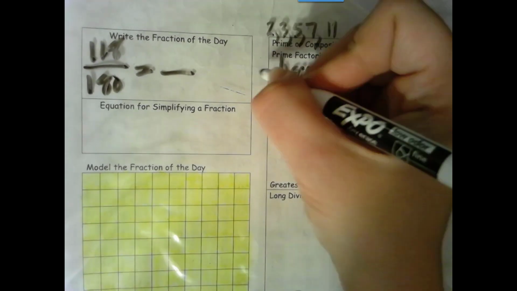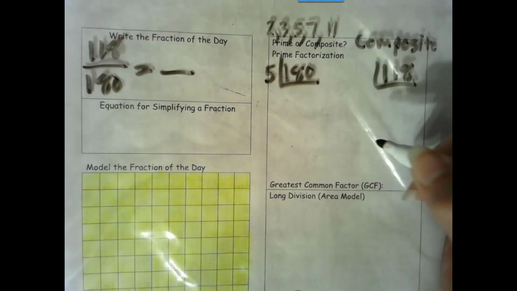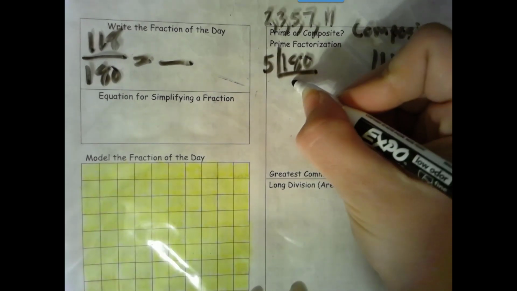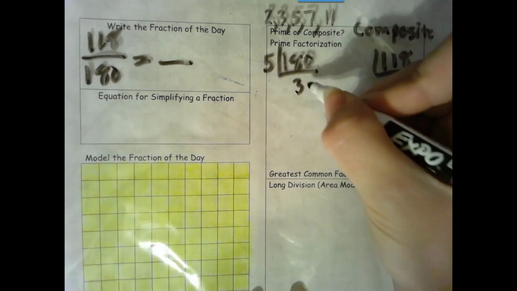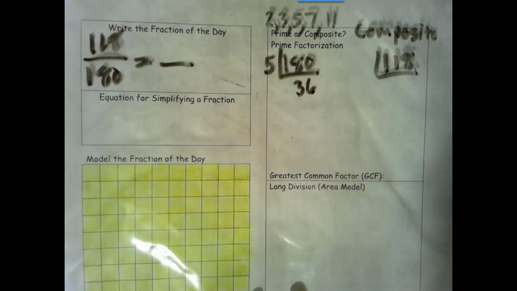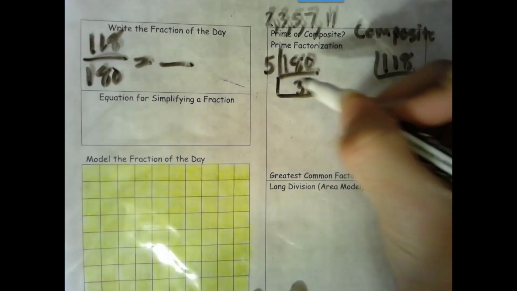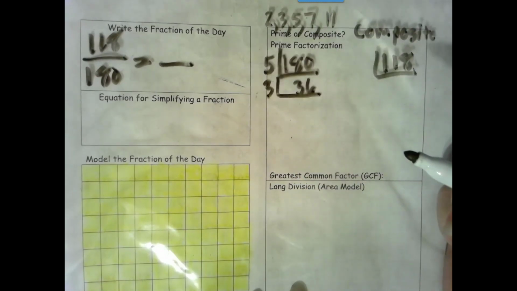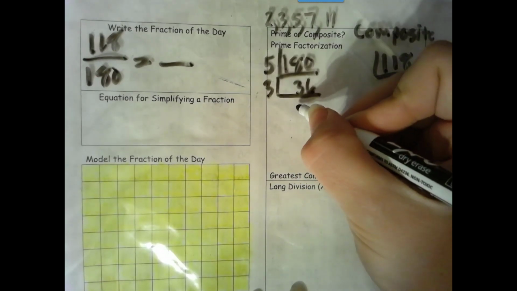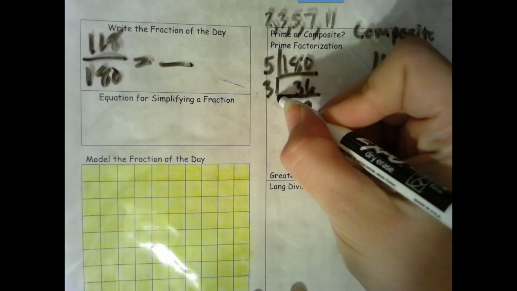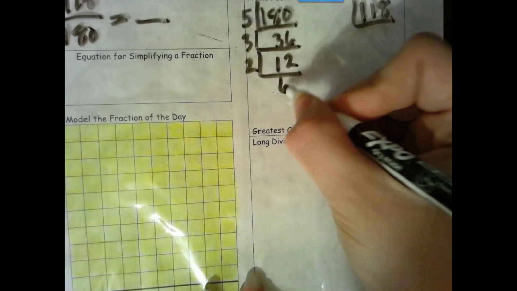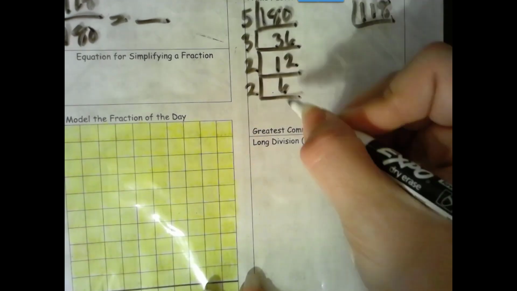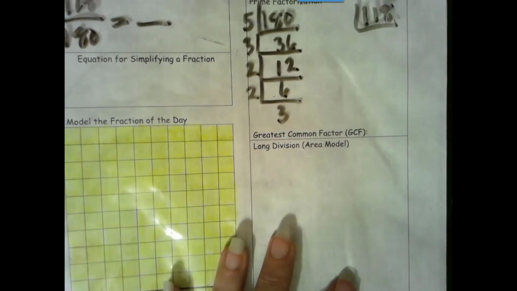So let's see, this ends in a 0, so 5 is a factor. I can get 30 times 5 is 150, leaving 30, not 6 times 5. Okay, 3 plus 6 is 9, so 3 is a factor. 3 times 12. 12 is even, so I can divide by 2, which is 6. That's even. I can divide by 2, which is 3. 3 is prime, so we are done.